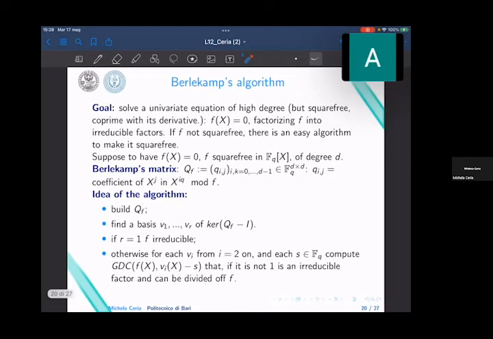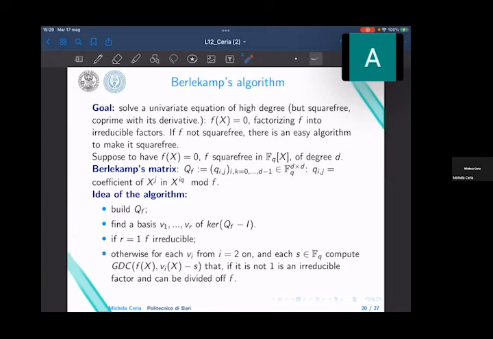Let's also see a bit what this Berlekamp algorithm is. It's an algorithm to solve a univariate equation of high degree, but you want it to be square-free, coprime with the derivative, and so you want to factorize it into irreducible factors. If it is not square-free, there is an easy algorithm to make it so. You check whether it is divisible by the GCD with the derivative, and if so, you divide it. If the derivative is 0, instead, you know that f should be the p-th power of a polynomial, so you only have to extract the p-th root and do it again. So it's easy to get square-free data.